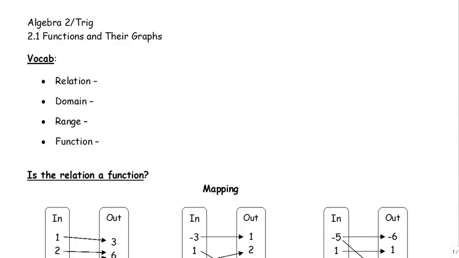Hello, today we're going to be starting chapter 2 and we're going to start with 2.1, functions and their graphs. So we're going to start off by doing some vocab. First vocab word is a relation. A relation is any set of numbers. Basically, a more formal definition is it's a mapping of inputs and outputs.